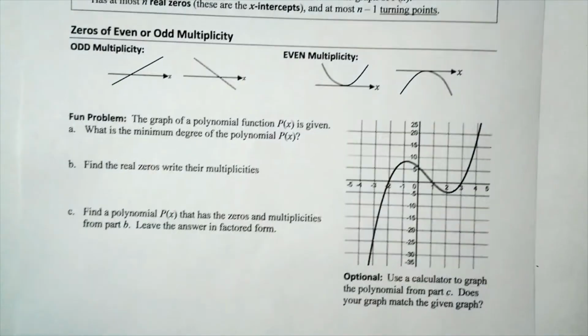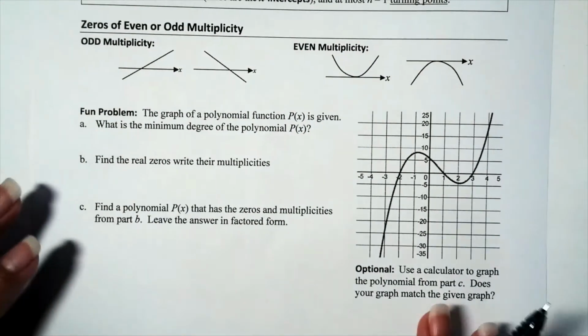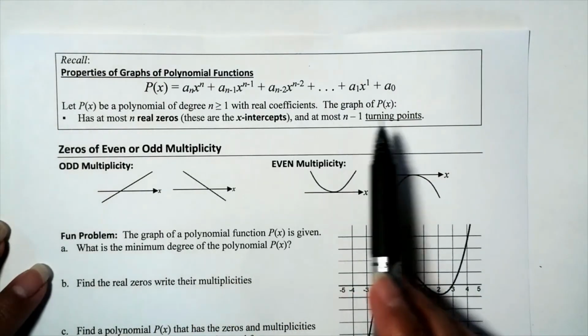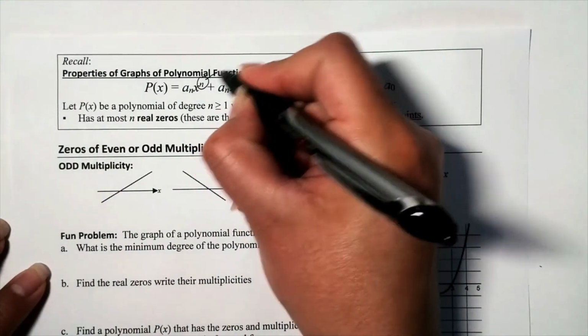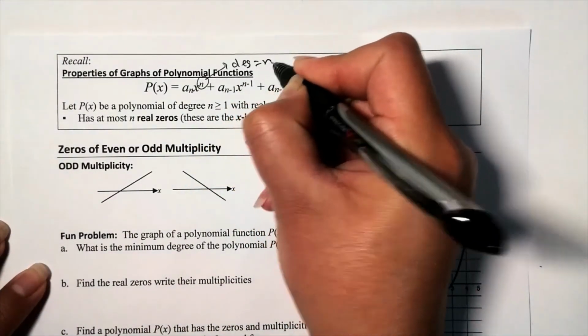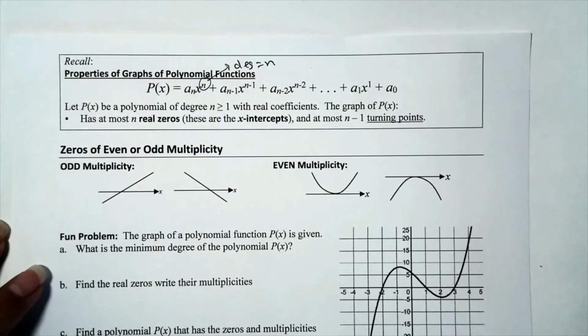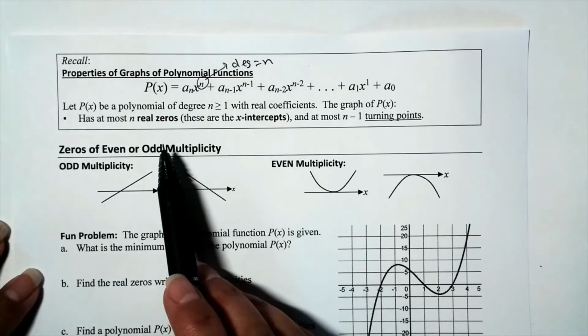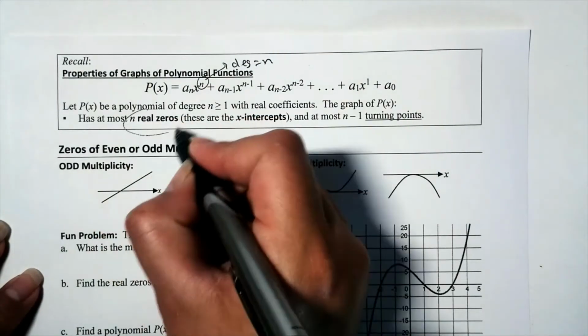Okay, so let's do this. Recall from a previous unit, we have some polynomial function of degree n. What is so special about the graph of this polynomial? If the degree is n, then we're expected to have at most n real zeros.